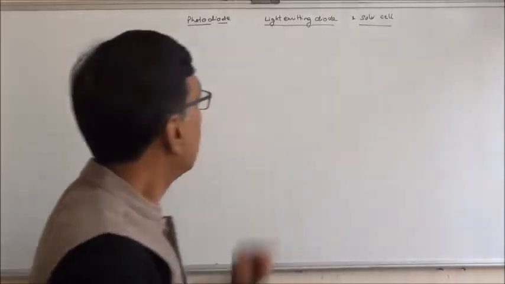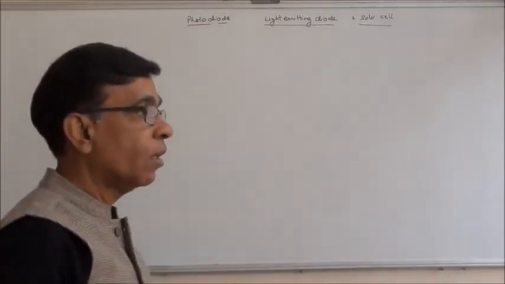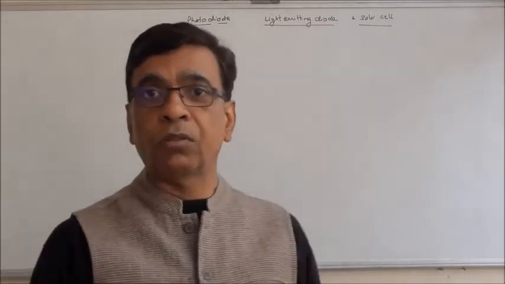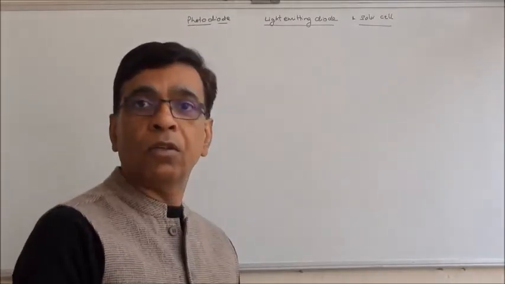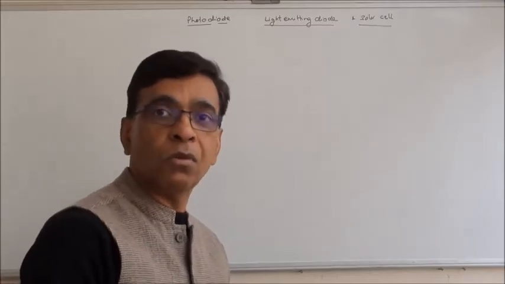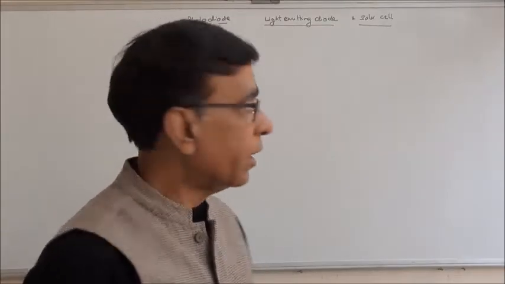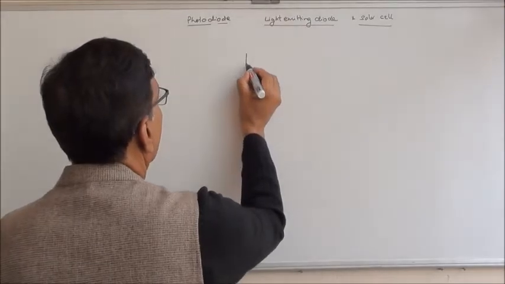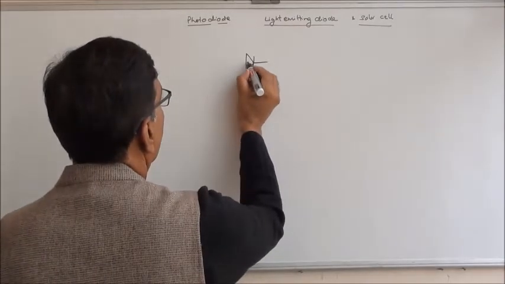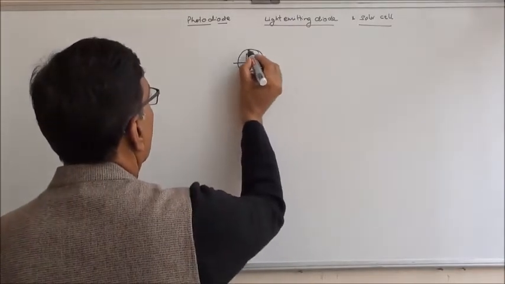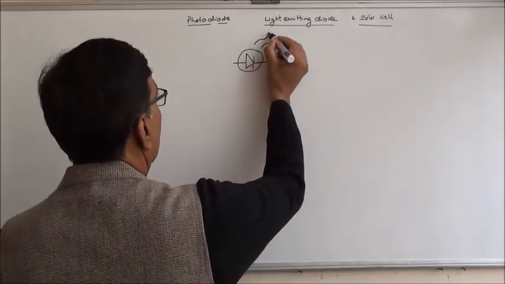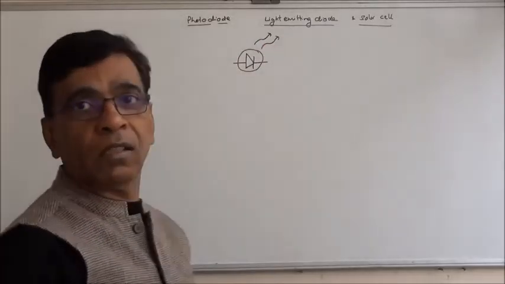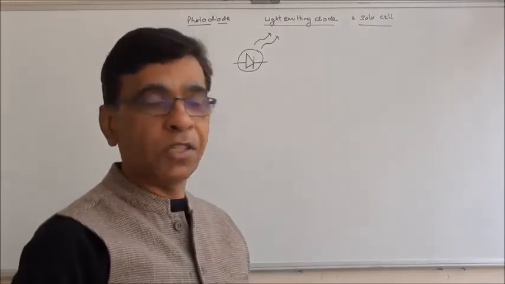Okay, next is light emitting diode. It is just opposite of photodiode actually. Light emitting diode is, we connect it to an electricity source and then it gives us light. The symbol is also like this. It is shown to emit radiations.